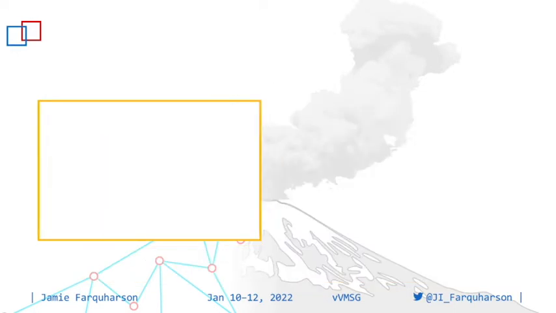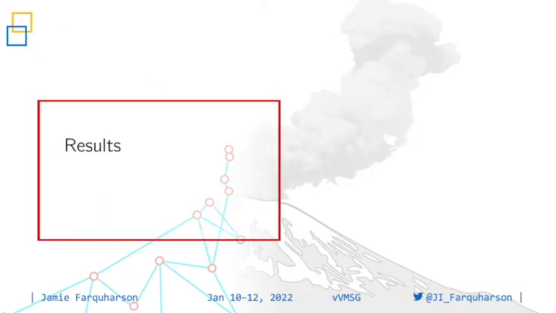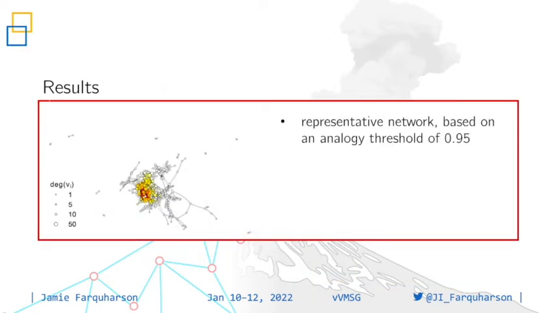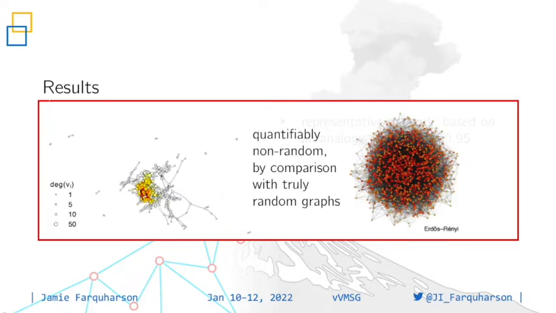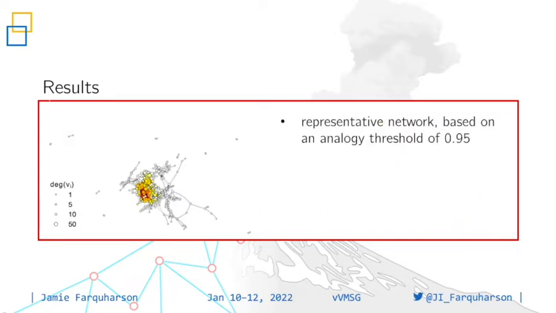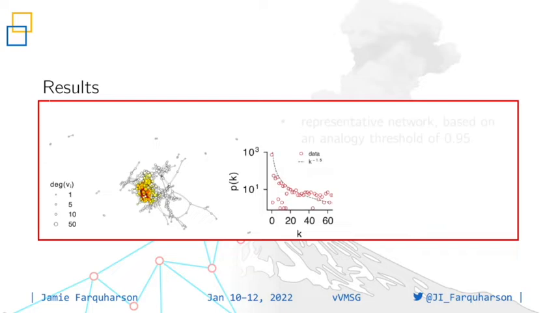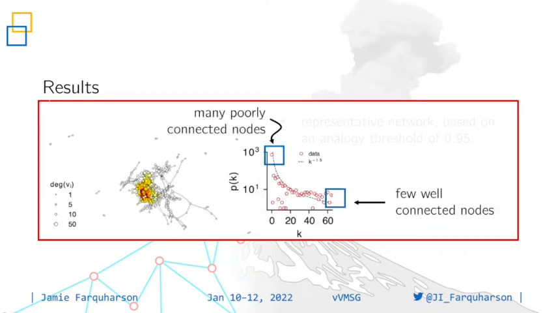So now let's look at some real data. This is a network generated using a threshold analogy score of 0.95. As an aside, we can see that these networks are quantifiably non-random by comparison with truly random graphs, which have this kind of hairball structure, rather than the more complex structures we see in the original graph. So this is the distribution of the degree value, which shows us that there are many poorly connected nodes and a few very well-connected nodes. The distribution we might expect from a random graph is shown here in grey.